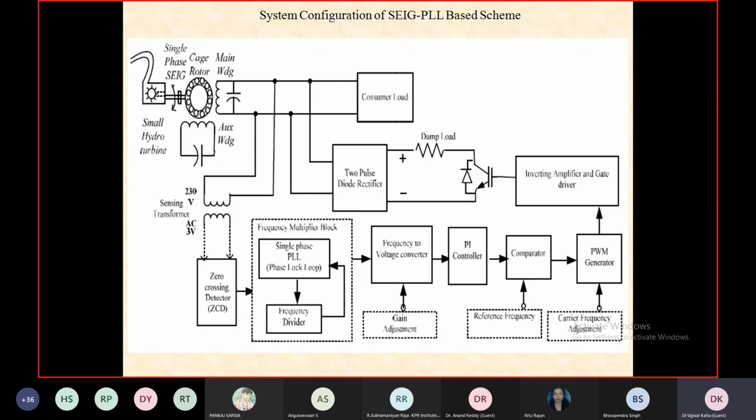So you can ask why we are using a dump load. It will be a less efficient system, but efficiency is not an issue here because this is a small hydro system installed in the mountains where water is falling 24 hours. Even if you do not use it continuously, water will fall continuously. So if we use the dump load for system voltage and frequency control, there is no issue, there is no loss of energy, because energy is available free of cost in this case.